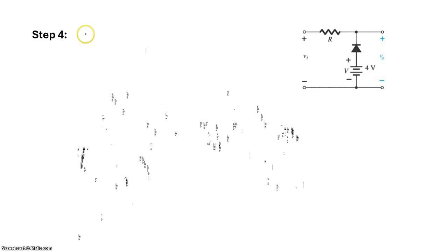The next is the diode on condition. So when the diode is on, what will happen? Your Vi will be less than 4 volt. This is the condition that the diode is on.